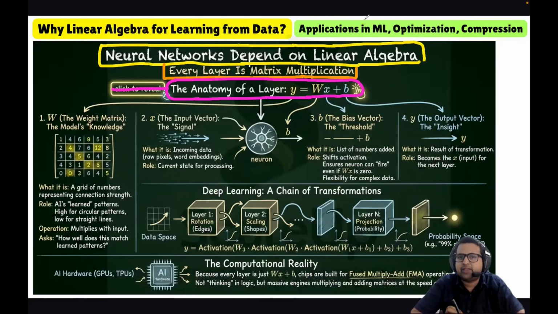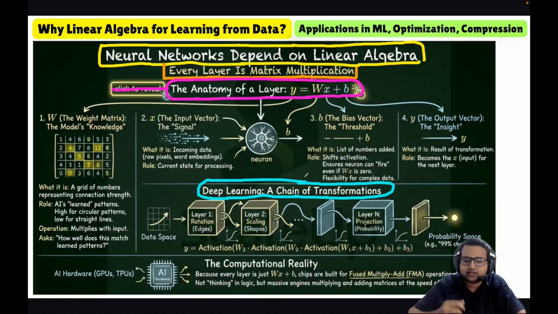Now, deep learning is basically a chain of transformations. Deep learning is called deep because it stacks many of these layers on top of each other. Mathematically, it looks like y equals activation. To make things easy, we start with the first layer, where we calculate W1x plus b1.